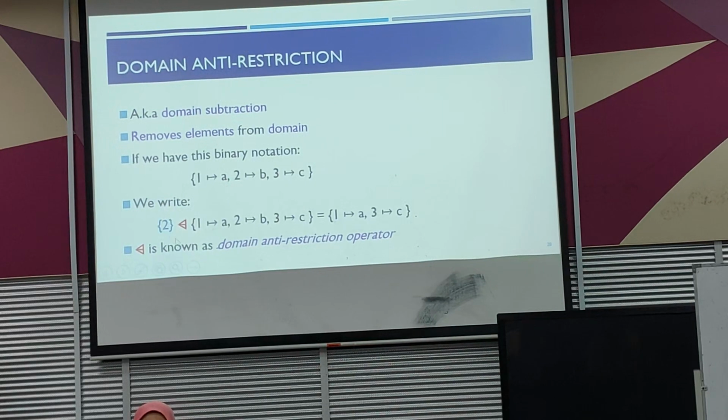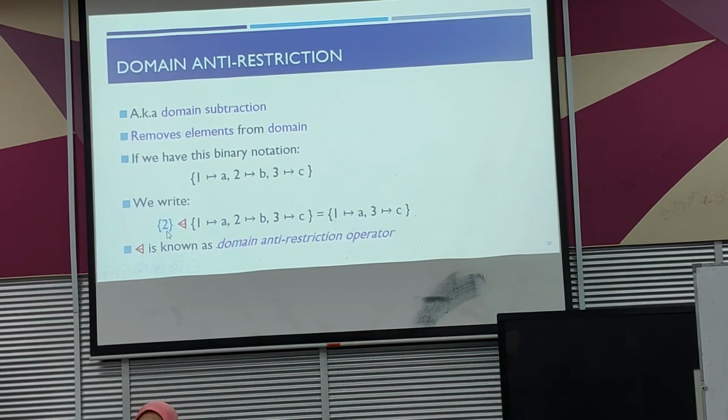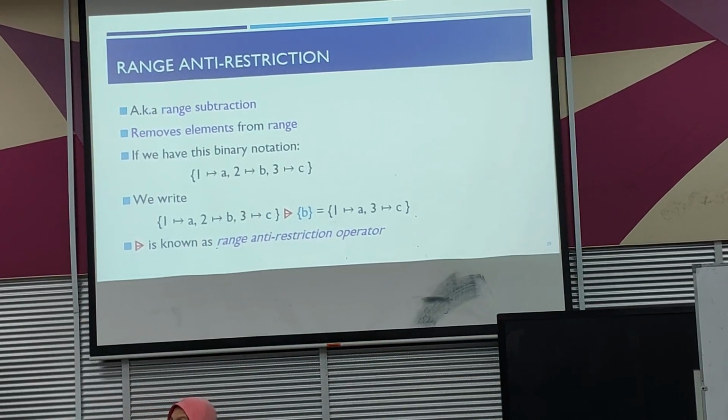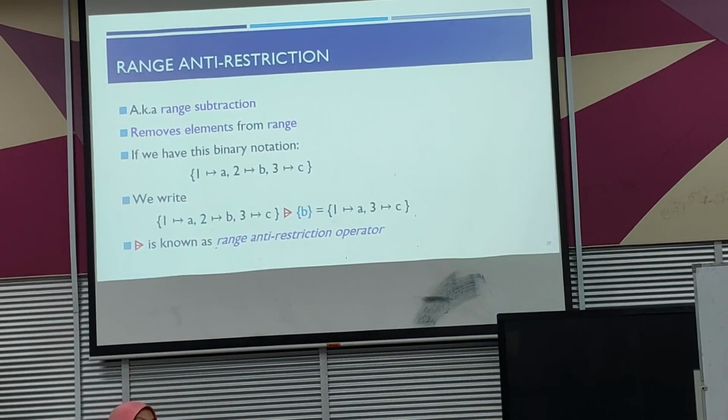So if you do something like this, you are searching the domain data, found it, remove it. The latest data will be without the one that you remove. That is anti-restriction. Okay? So same thing for range restriction, pointing to the right. So you remove B, the range data. You remove 2B here. Then left with 1A or 3C. The one that you remove will not be inside your latest output.